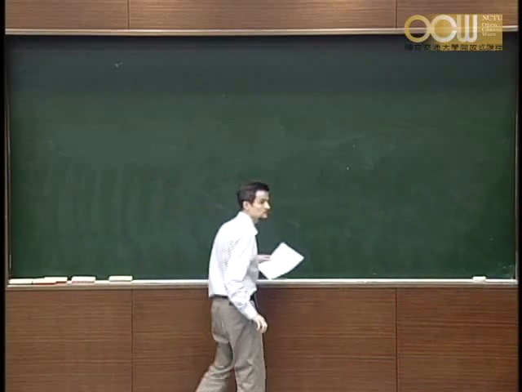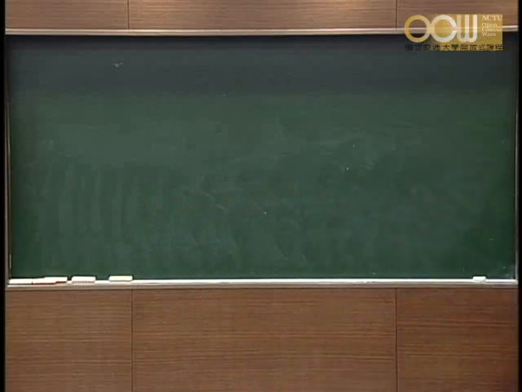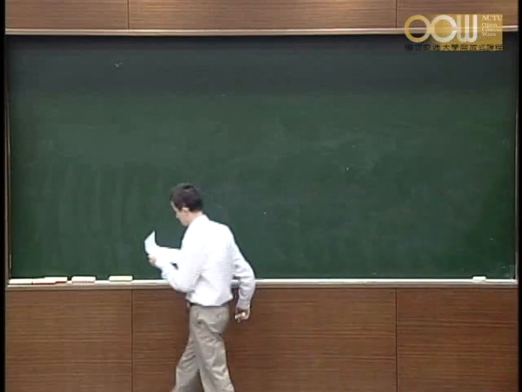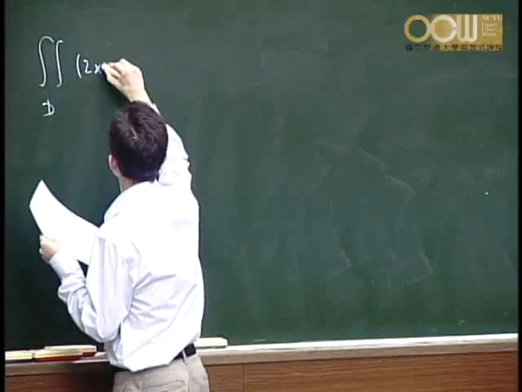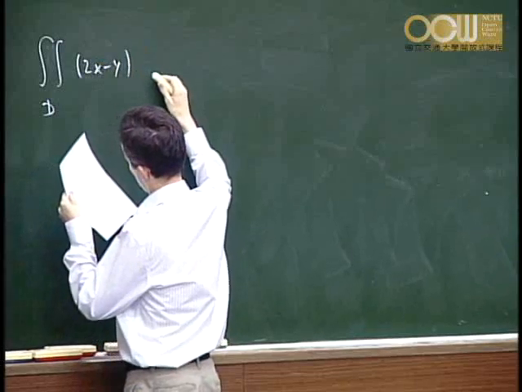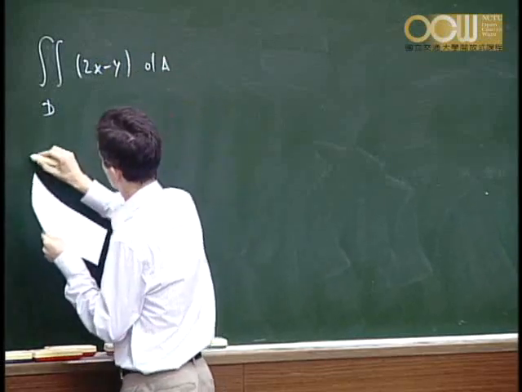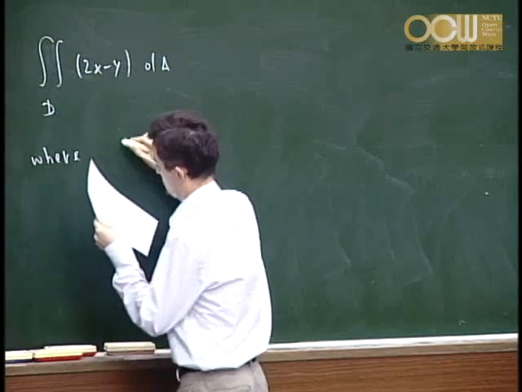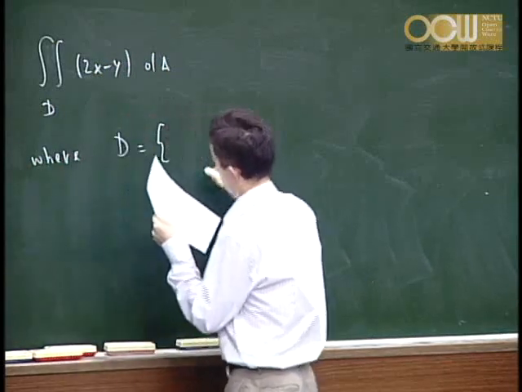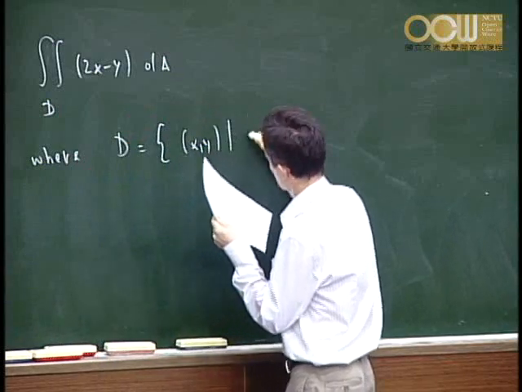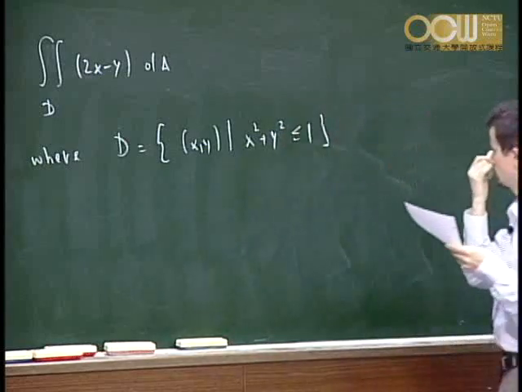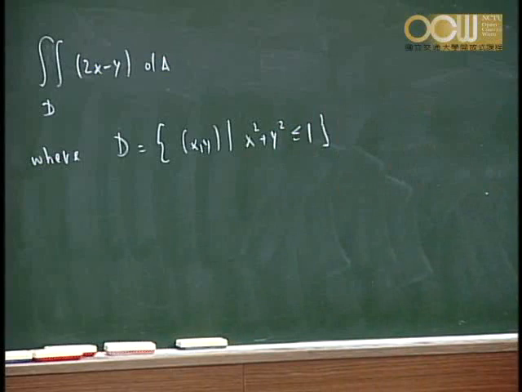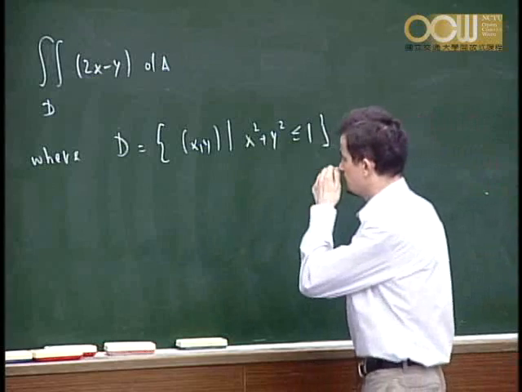Let's look at this example. The double integral over D of 2x minus y dA, where D is the unit disk. Sorry.